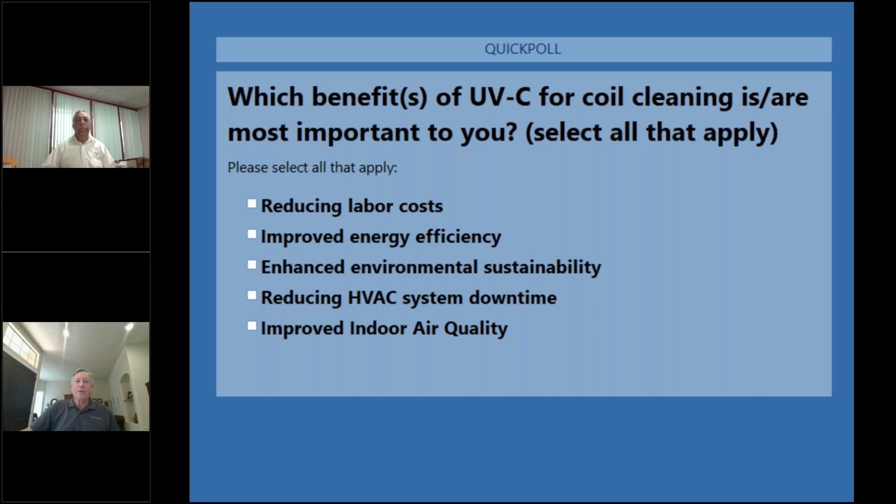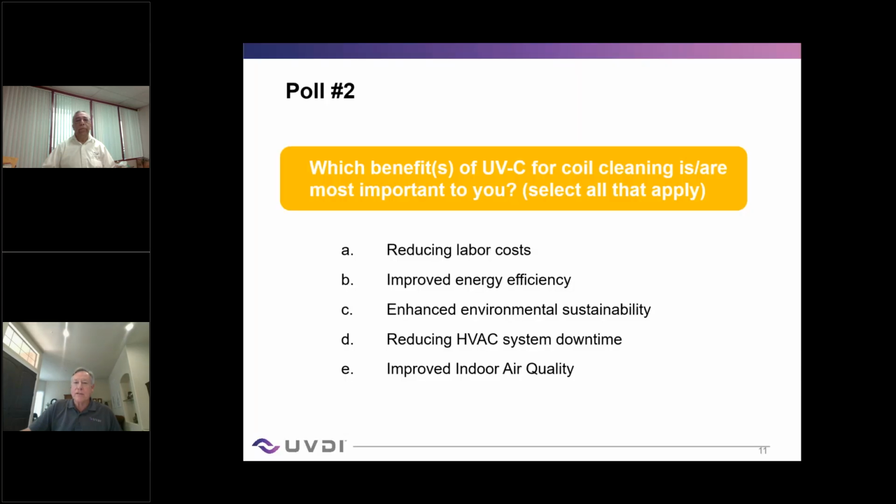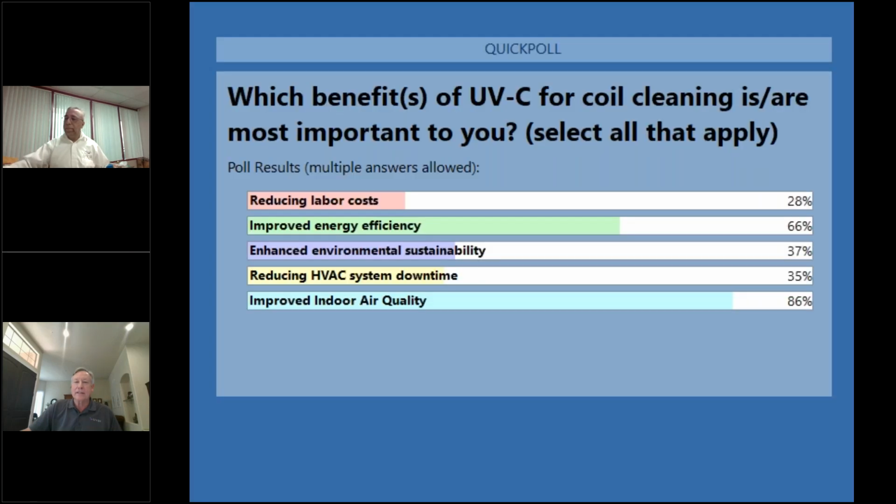Okay, well, it looks like we have a broad range of answers here. So I'm going to close out and share the results. I think a key takeaway here is you can see it ranges across all of the benefits that UVC can provide. Looks like improved indoor air quality was at the top of the list, and that's certainly something that affects all of us in our everyday life. But cost, downtime, efficiency, all the things that UVC can provide were important to everybody. So I appreciate your inputs there, and I'm going to turn it back over to Ashish.